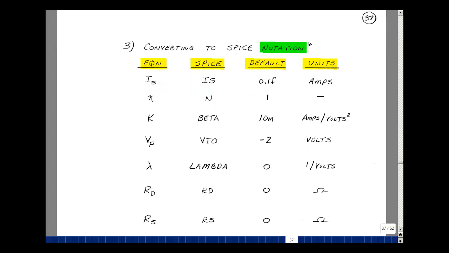Next, we need to convert our equation notation to SPICE notation. Some of the terms in these equations are the same as before. We discussed in Chapter 4 I sub s, eta, k, and v sub p, the corresponding SPICE notation and the corresponding default values in the units. What's new now is lambda.